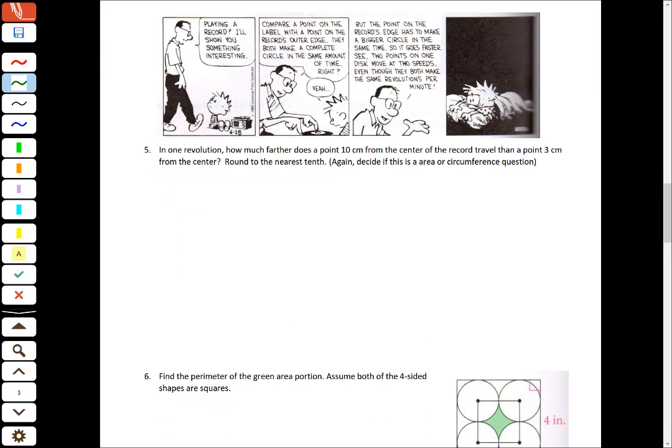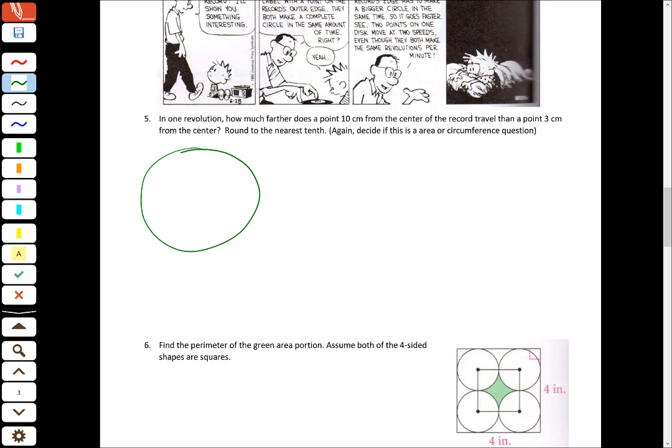Question 5. In 1 revolution, how much farther does a point 10 centimeters from the center of the record travel than a point 3 centimeters from the center? This is related to why people on the track are always running on the very closest innermost lane in certain races. In some short races they can't do that, but in longer races, you know how everyone, or cars, try to go on the inside of the track? It's because it's shorter.